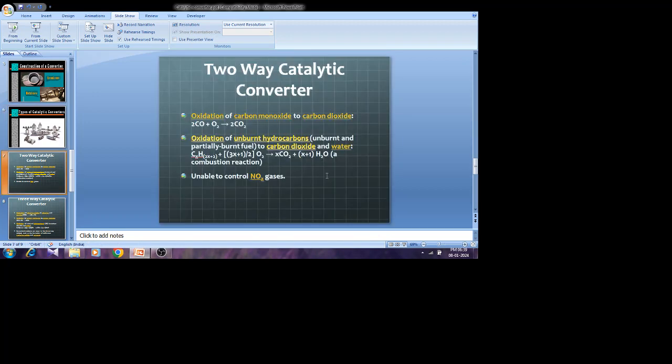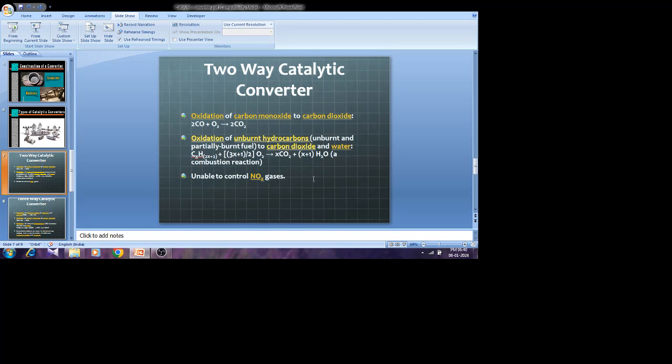We will see one by one what are the reaction or action mechanisms of those two catalytic converters. In a two-way catalytic converter, only two reactions are possible. The first one is the oxidation of carbon monoxide to carbon dioxide. This oxygen may be taken from the atmosphere. And unburned hydrocarbons which are available in the fuel can be oxidized into carbon dioxide and water.